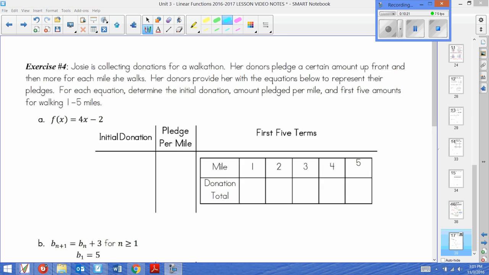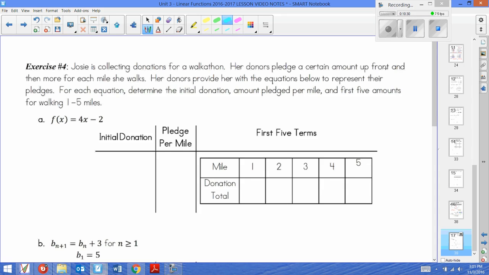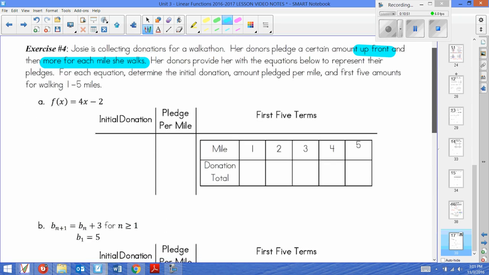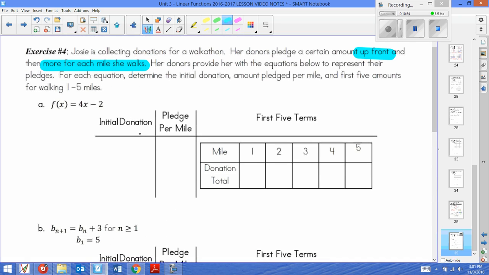Moving on to exercise 4, it's talking about Josie, and she's collecting donations for a walkathon. And it looks like her donors pledge a certain amount up front. Okay, so they'll spend a little bit of money up front, and then the more she walks, the more money that she's going to get. All right, so down below, her donors provide her with these equations, and it looks like we need to identify some important information, like fill in the table, the pledge per mile, and then the initial donation.